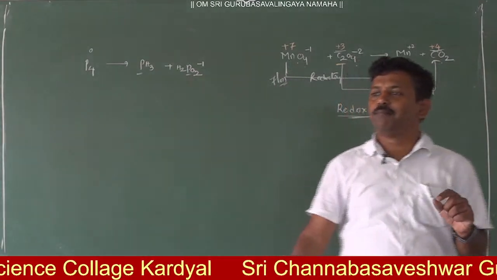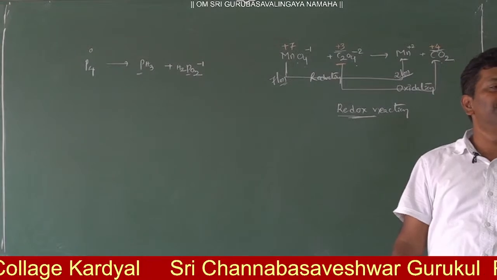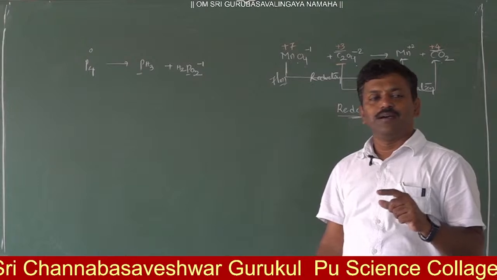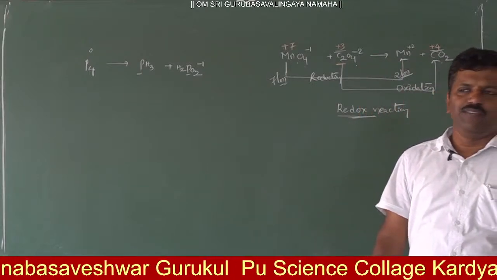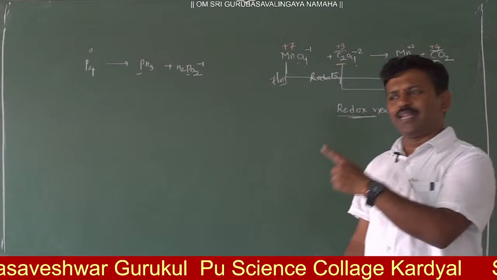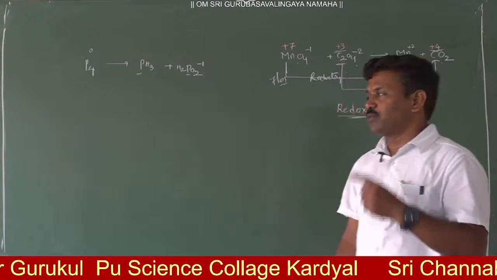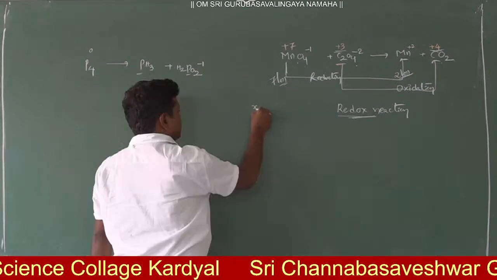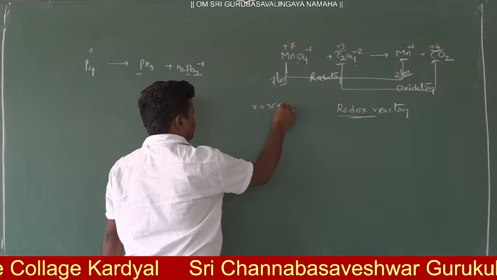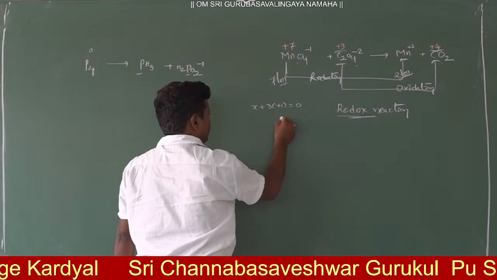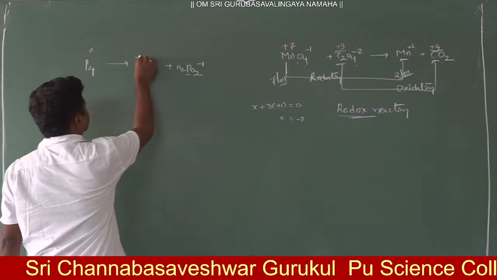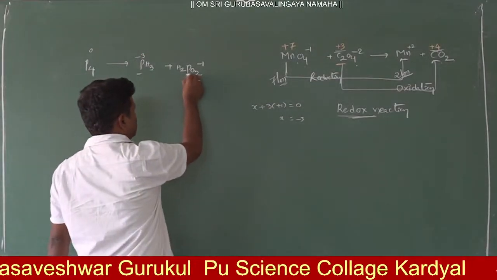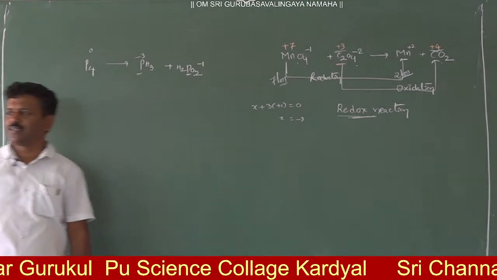Very good, -3 correct. How is it -3? Hydrogen is +1. Why hydrogen +1? Phosphorus is a non-metal. If hydrogen is with a metal, it is -1. Here it is with a non-metal, so it will be +1. So x plus 3 into +1 is equal to 0. x is equal to -3. So this phosphorus is -3. Next, the phosphorus in this one, make it fast.